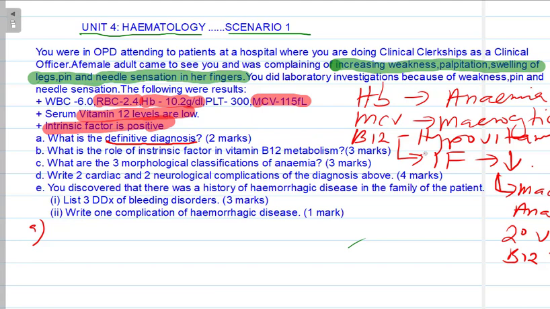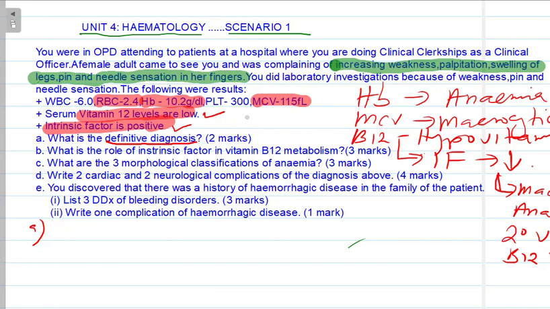Now, the key thing that we have been given is that, among the different diagnoses, we have evidence of vitamin B12 deficiency, and it is low there. Secondly, we've been provided with intrinsic factor. This intrinsic factor is produced by the parietal cells in the gastric mucosa. And the role it plays is that it enhances or increases absorption of vitamin B12.